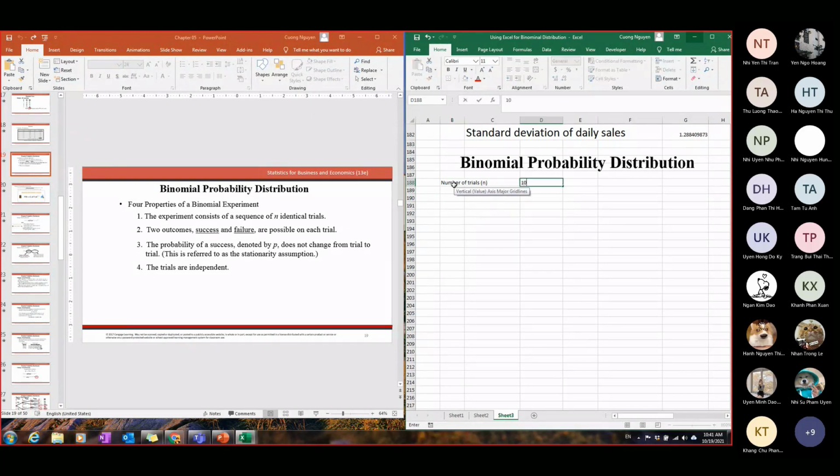For example, 10 times. So in a competition, each person has 10 turns of shooting arrows. And the outcome would be very easy. The outcome for each time will be success or failure. So think about when you shoot something, you can have a success or you can fail.